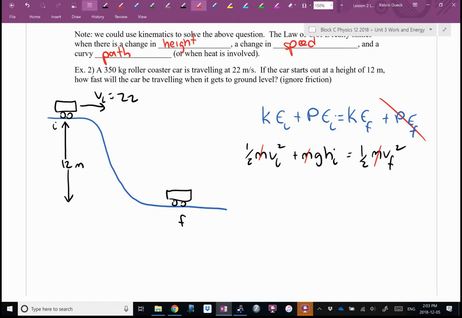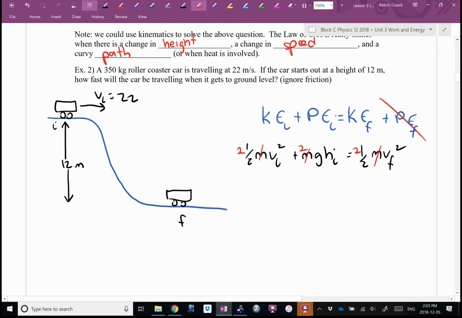What am I trying to find? Vf. How to get the Vf by itself? I could divide by 0.5 and then square root. I'm a math nerd and I always like elegant solutions. So what I'm going to do instead is go times by 2, times by 2, times by 2.